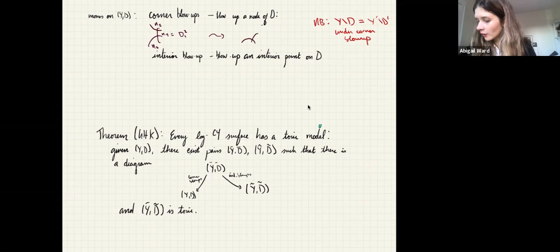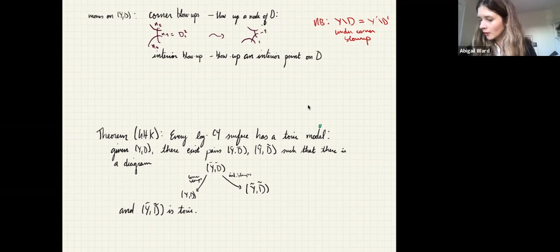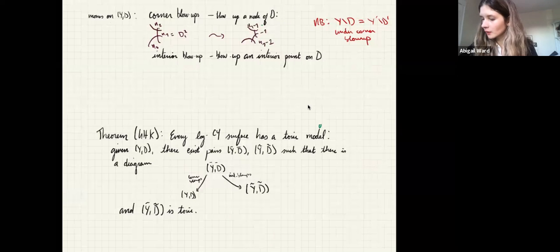So now I have added a component to my D. If this is the component I added, its self-intersection number is -1. The adjacent boundary divisors go down, their self-intersection number goes down by 1. And then this one stays constant.